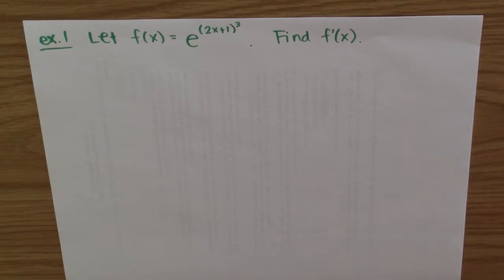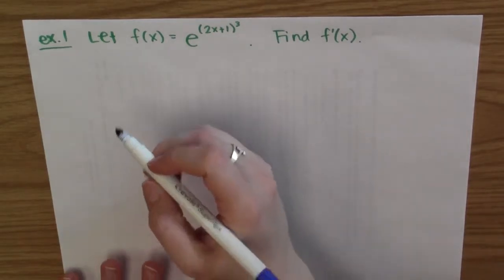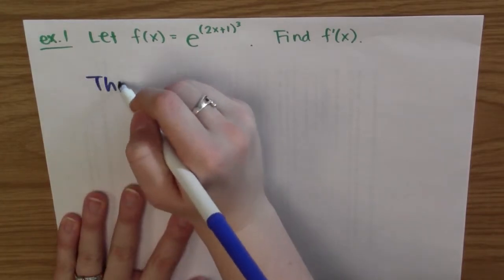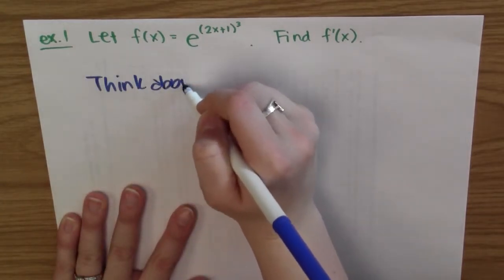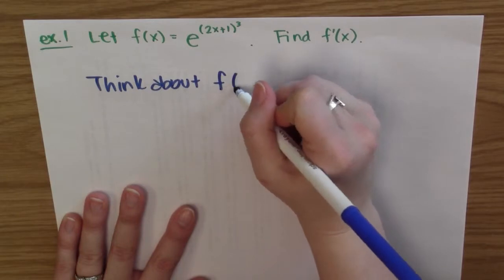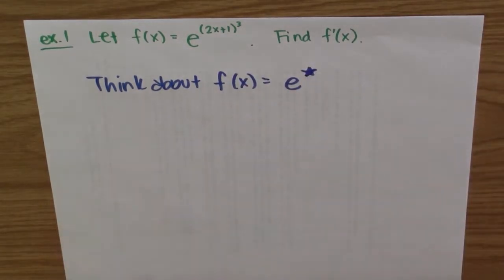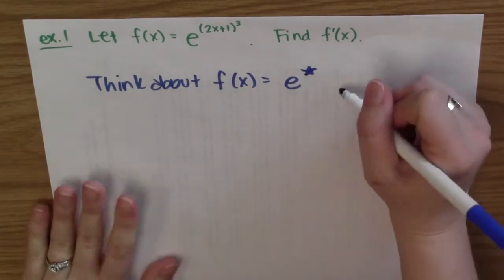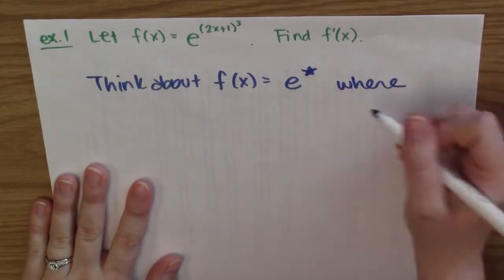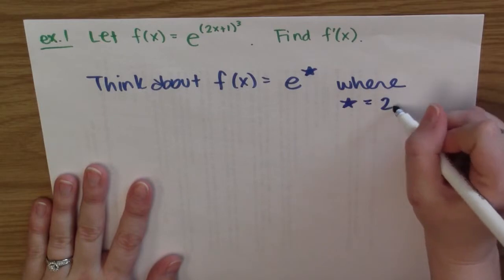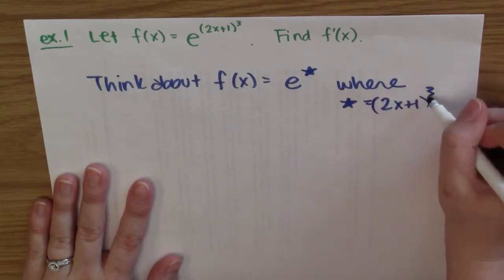We're given e to the power (2x plus 1) cubed. And we want to use the chain rule. So let's do this very carefully. The way that I like to think about the chain rule is that I think about my function f as being e to something. We'll put a star there, where the star is my inside function, (2x plus 1) cubed.